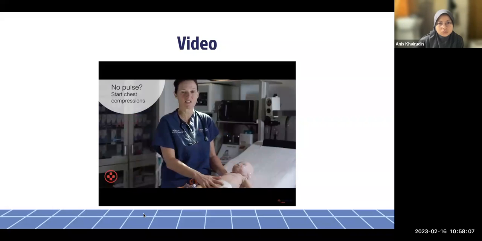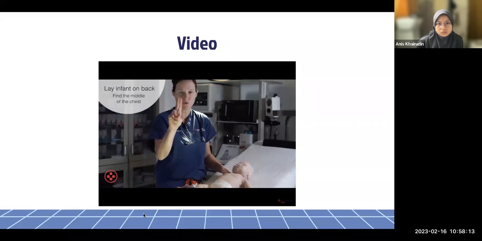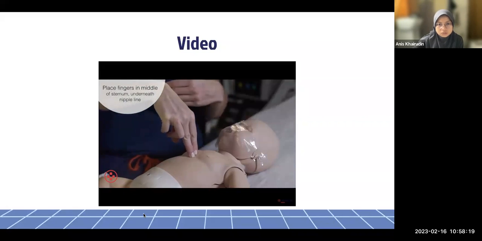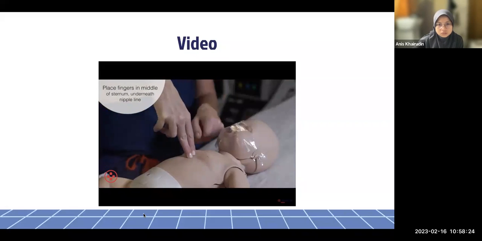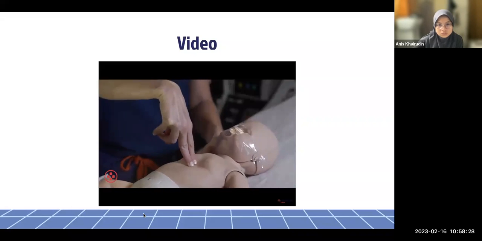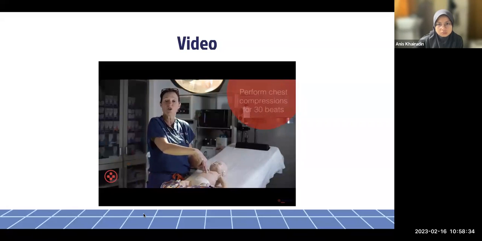Make sure that the infant is on a flat surface as much as possible and a hard surface. You'll want to take your 2 fingers, your index finger and your middle finger, and place them right in the middle of the breastbone or the sternum underneath the 2 nipple lines. And you'll want to begin compressions, pushing down on the chest and allowing the chest to come up. And you want to do this for 30 beats.